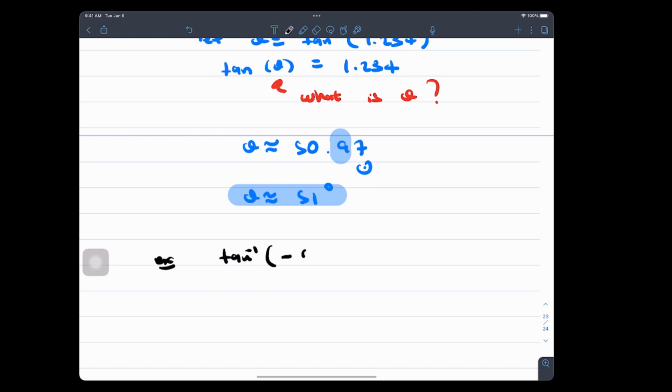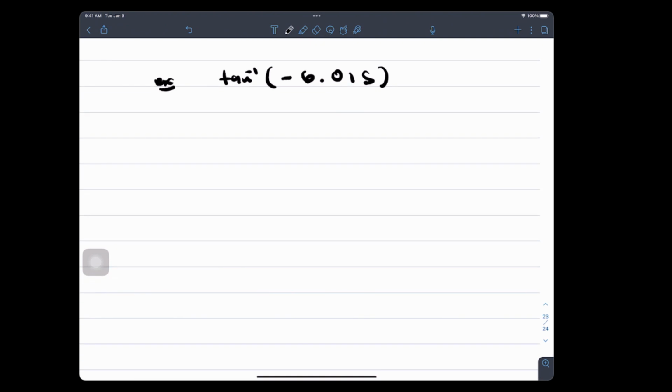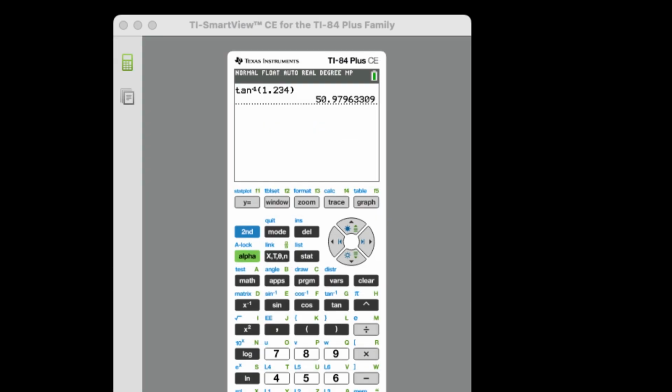And what if they give you inverse tangent of negative 6.015 now, right? You can do this again. You can say, okay, I'm going to let theta be, by definition, inverse tangent of negative 6.015. That now means tangent of theta is going to be negative 6.015. And you say, what is theta? Inverse tangent, this is going to be negative 6.015. Close this.